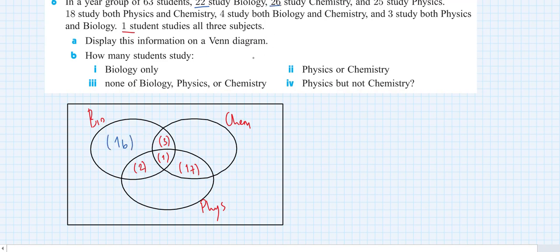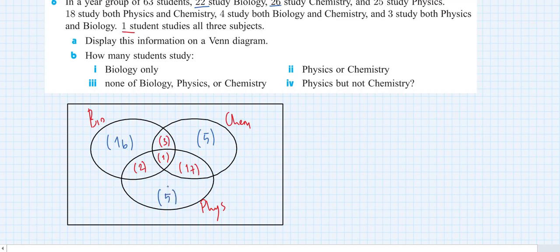Here it's given 26 study chemistry. 26 students study chemistry. So how many do I have here already in some intersection? 21. So here there will be only 5 students who study chemistry. 25 students study physics. In the intersections I already have 20. So here again, it will be 5 students who study only physics.